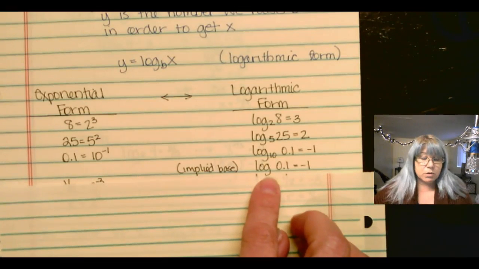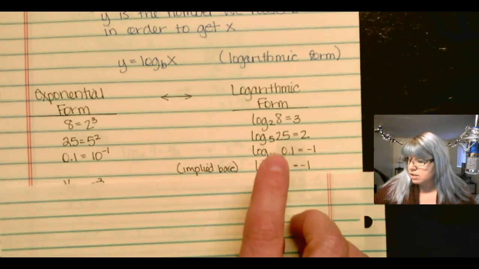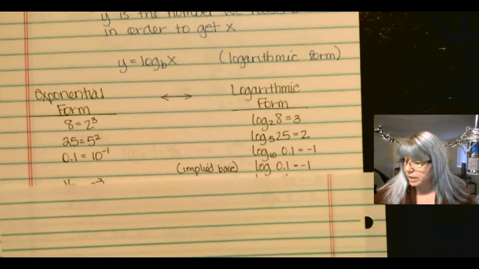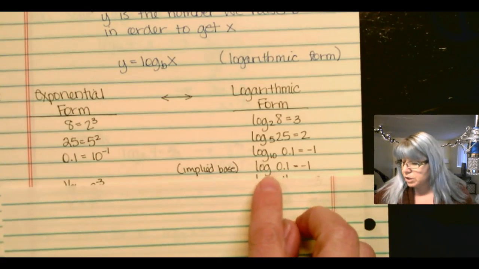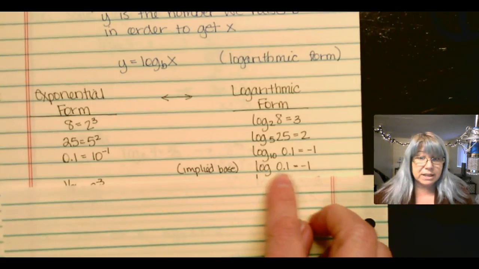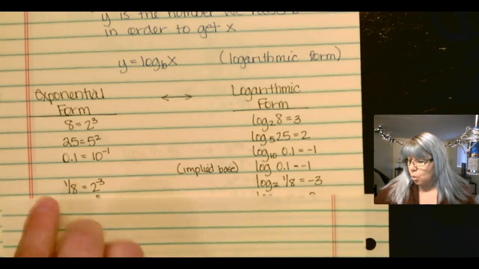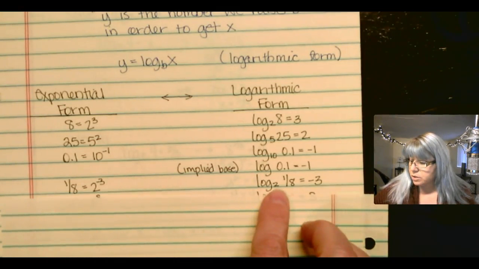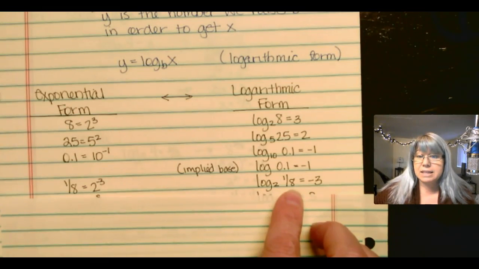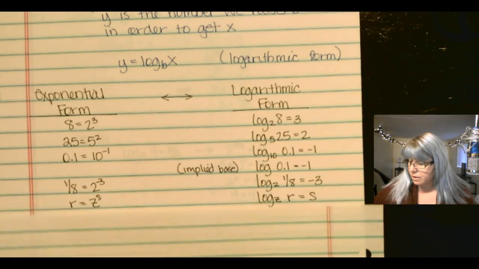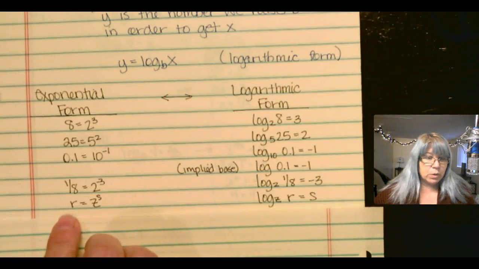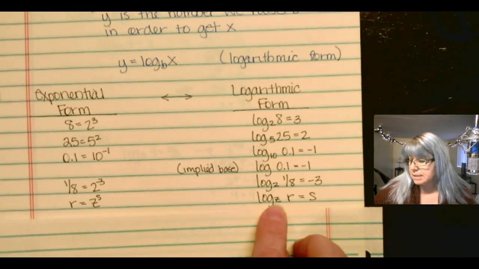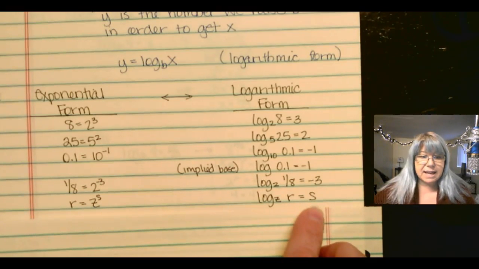Now, and we'll talk about this in another lecture, we can also leave off the 10, because 10 is our number system, therefore we can leave that off. It's an implied base, so we could say just log of 0.1 is negative 1. 1/8, well, that's 2 to the negative 3. In other words, log base 2 of 1/8 equals negative 3. And then, just a generic one, r equals z to the s. That's going to be log base z of r equals s.